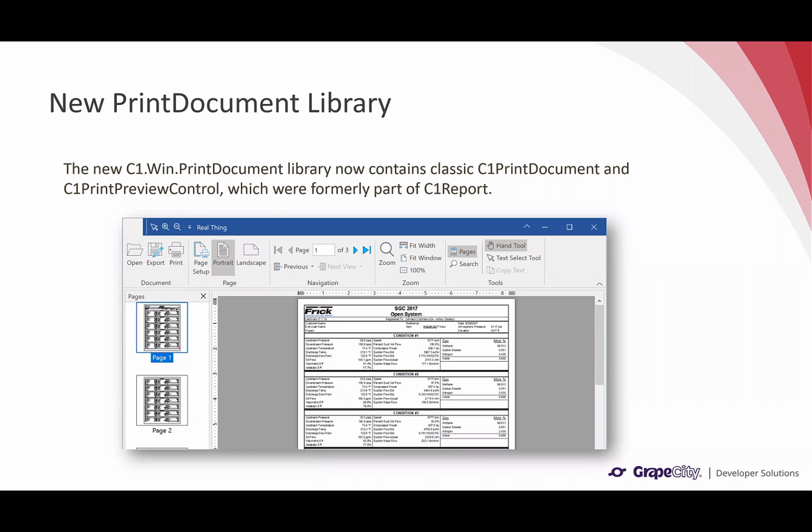And with the C1 print document, these documents can be completely generated in code, bound to a database through a powerful and flexible data binding model. The print preview controls support the latest ribbon design with thumbnail support. And these controls are also supported in .NET Framework and as a beta in .NET 5.